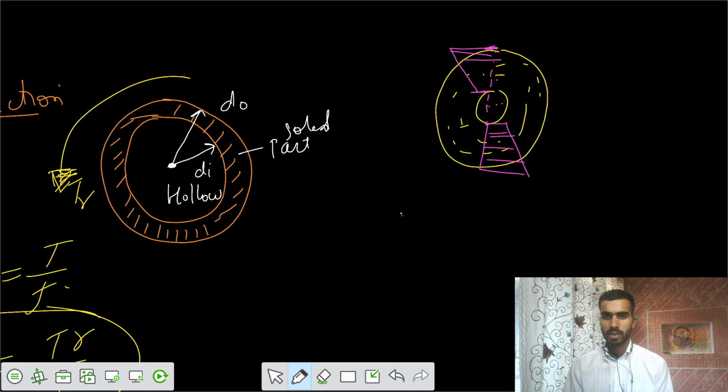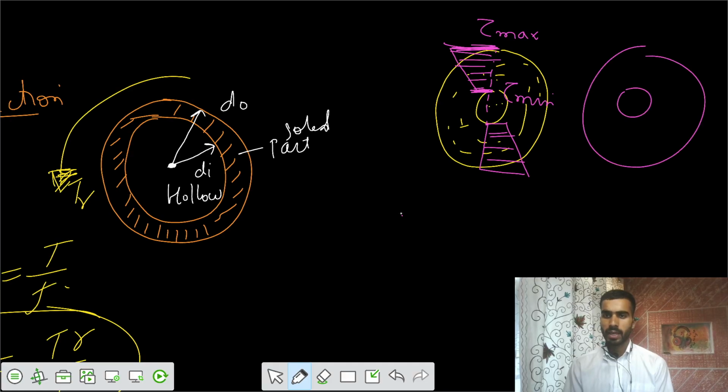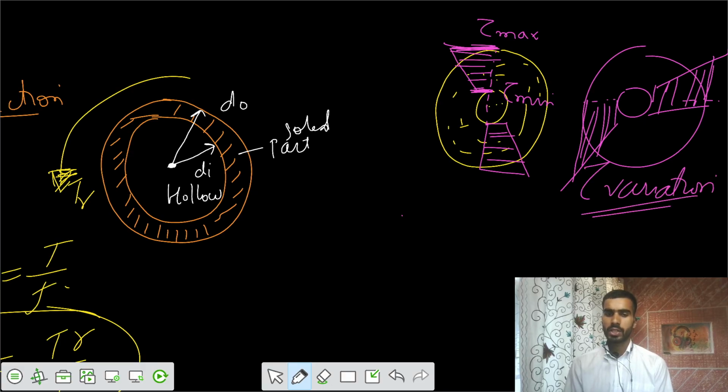So this is the shear stress variation, and there is some value of tau max and some value of tau minimum. And similarly from this side, if you take this as your reference line, there is some value of tau max and some value of tau minimum, and I have this variation. So this is the tau variation in this hollow section.